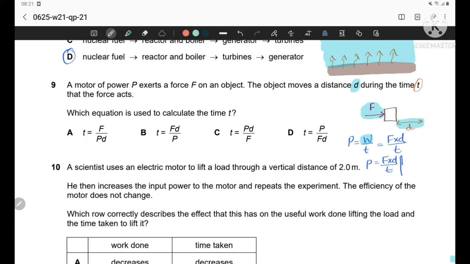Now we can make time the subject. So we will get time equal to force times distance over power. Here we have just taken time to the LHS. So we got an equation of time in terms of force, distance and power. Therefore, the correct answer is option B.